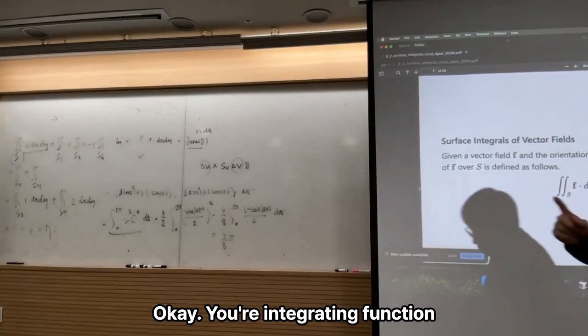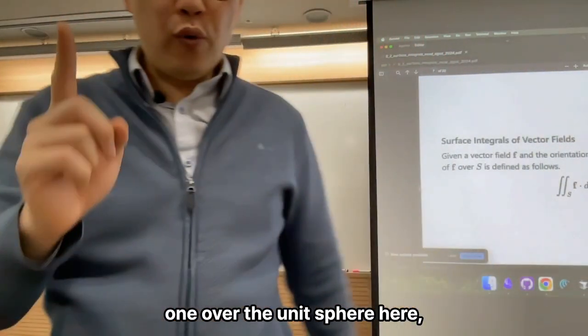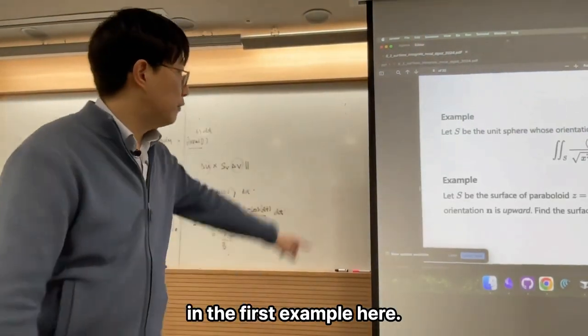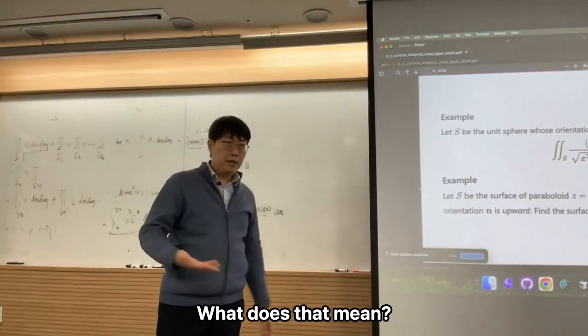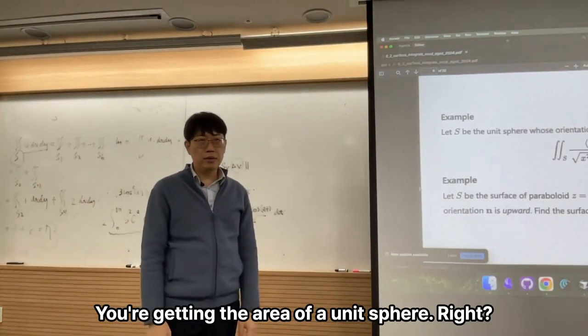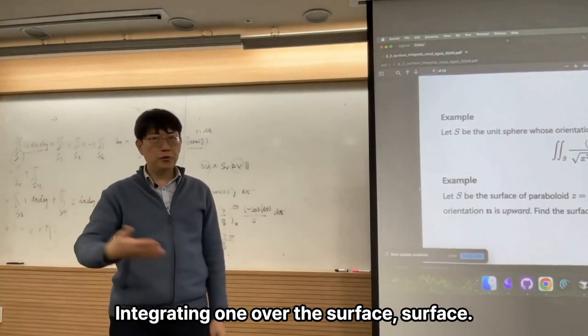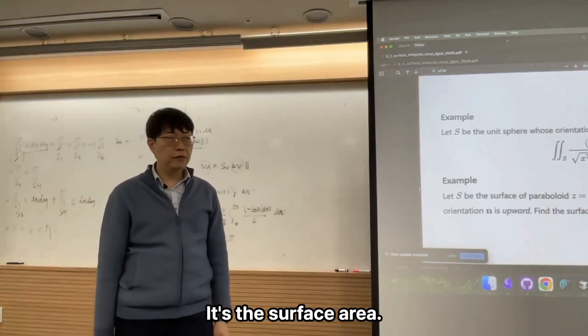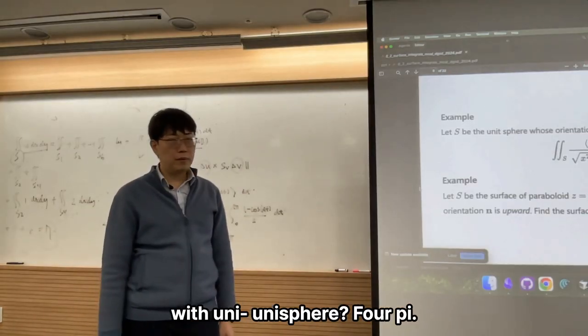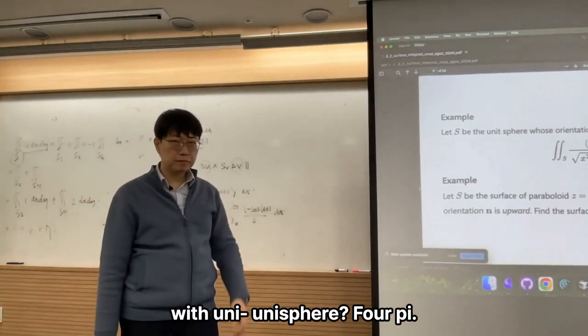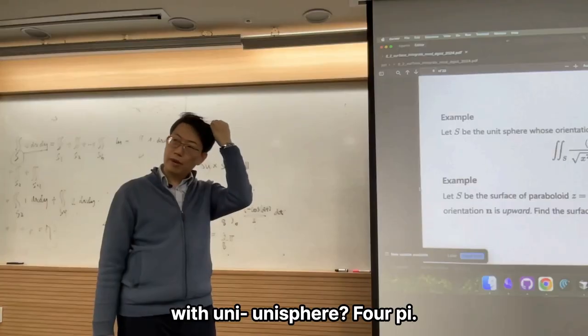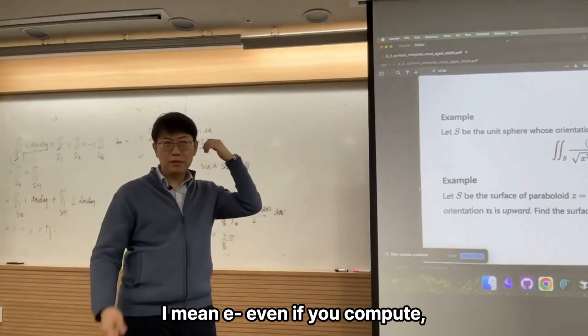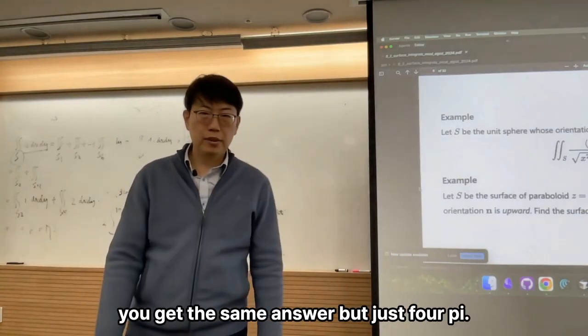You're integrating the function 1 over the unit sphere. What does that mean? You're getting the area of the unit sphere, right? Integrating 1 over the surface gives the surface area. What's the surface area of a unit sphere? 4 pi, yeah. So you don't even have to compute. I mean, even if you compute, you get the same answer, just 4 pi.